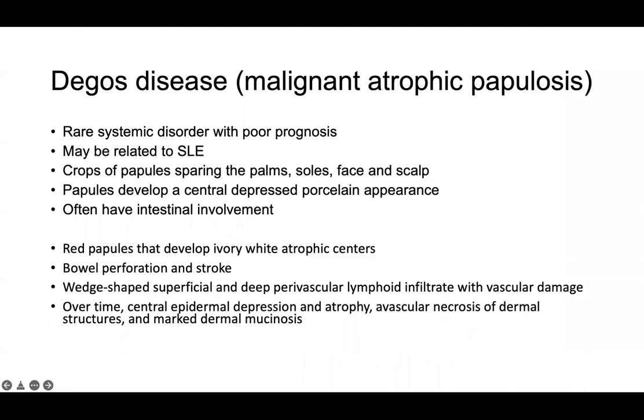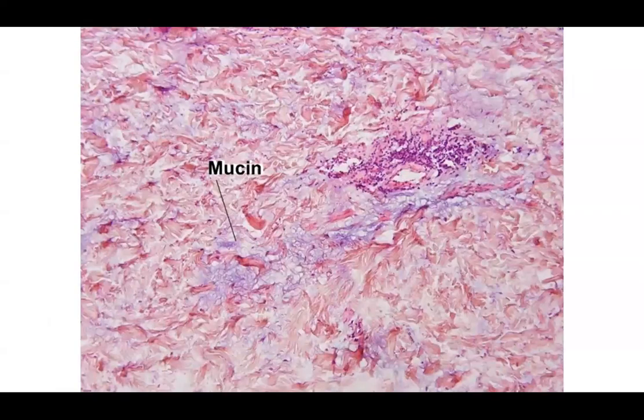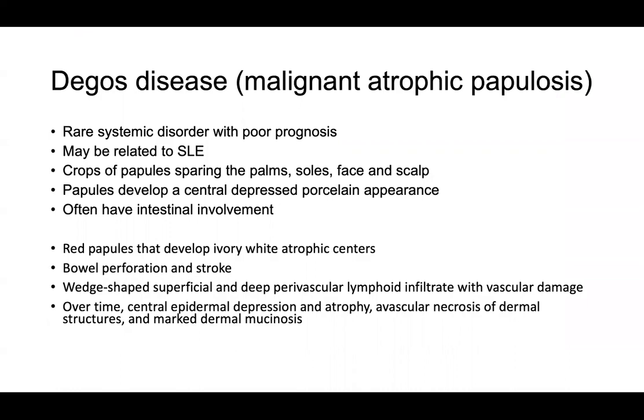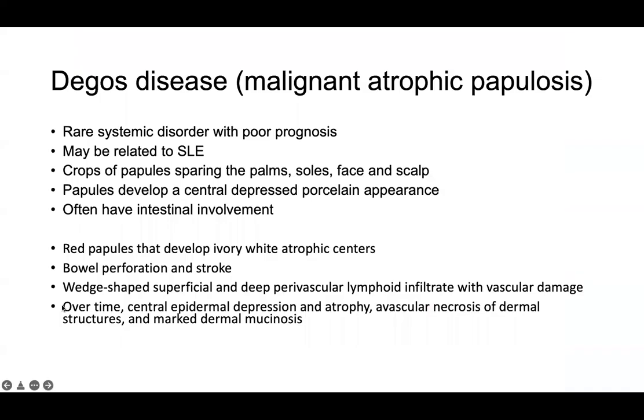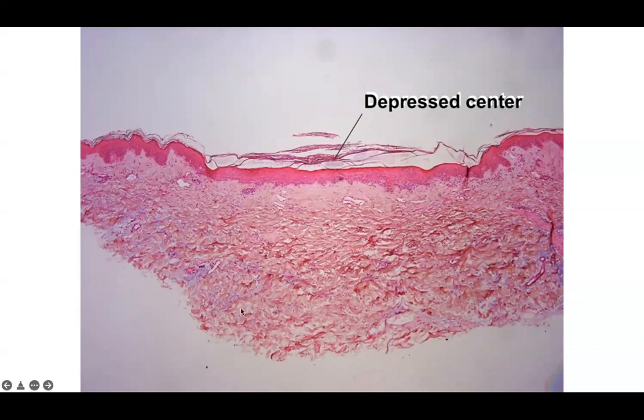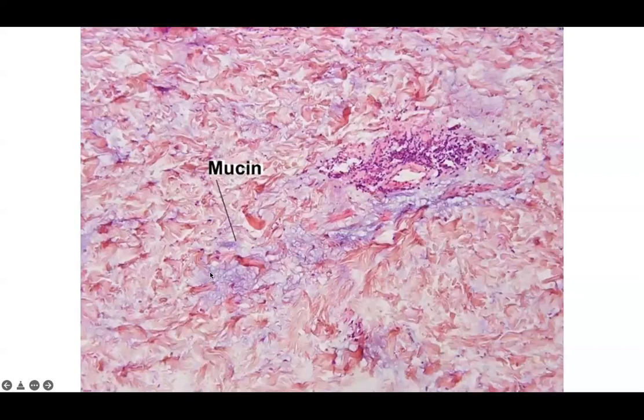Associated with this disease, you'll see wedge-shaped superficial and deep perivascular lymphoid inflammation with vascular damage in the most active state. But over time, you get that central epidermal depression with atrophy. You can see avascular necrosis of dermal structures as well. So where are the follicles? Where are the eccrine glands? They're gone, right? And marked dermal mucinosis, so a lot more mucin in here as well. Here's an example of beautiful stringy blue material within the dermis. So this is your mucin.